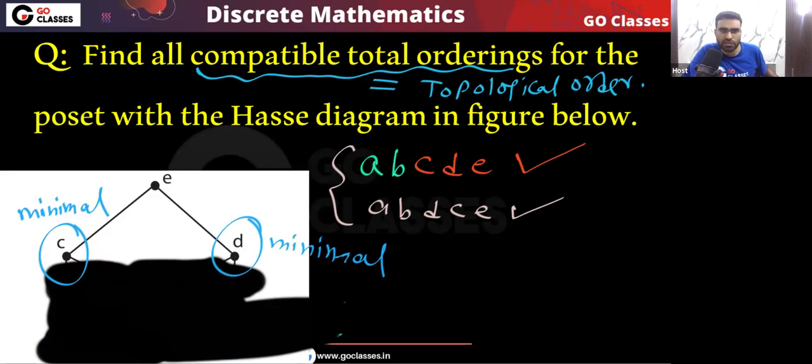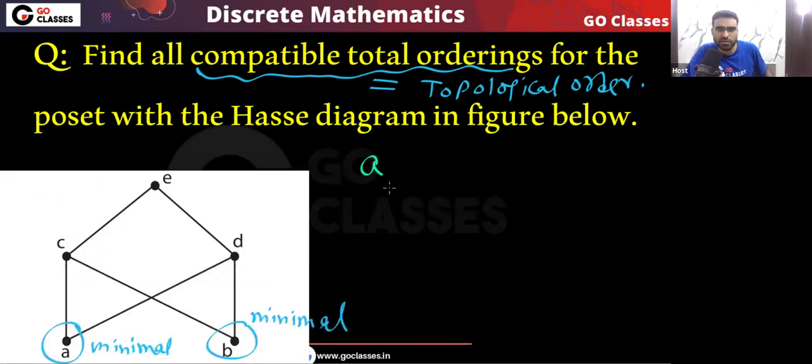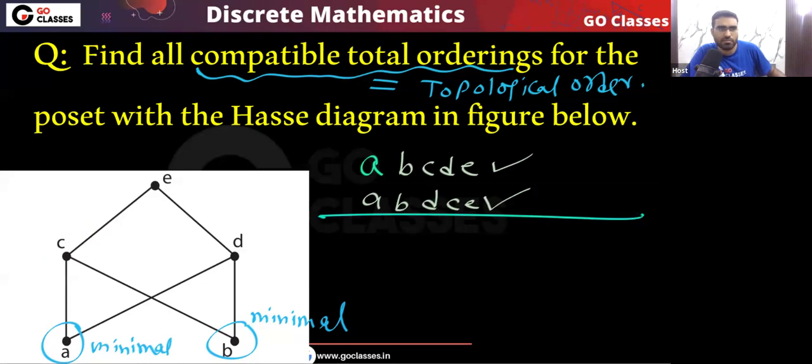Okay. Can I do something else? If I don't start with A, then what can I do? I can start with C. This we have already seen: A, B, C, D, E. This is correct. And A, B, D, C, E. This we have already seen. Now, I can start with B, right? Because B is minimal, so I can start with B.